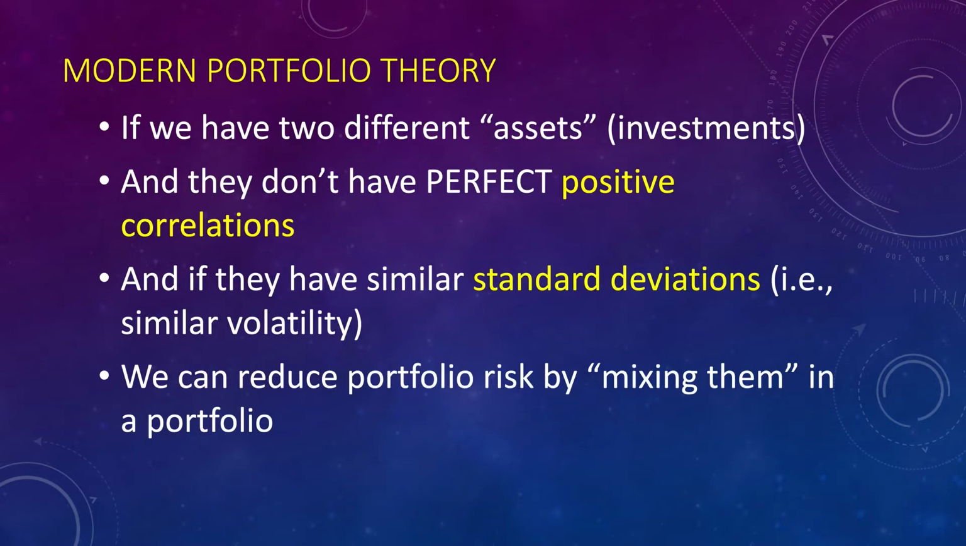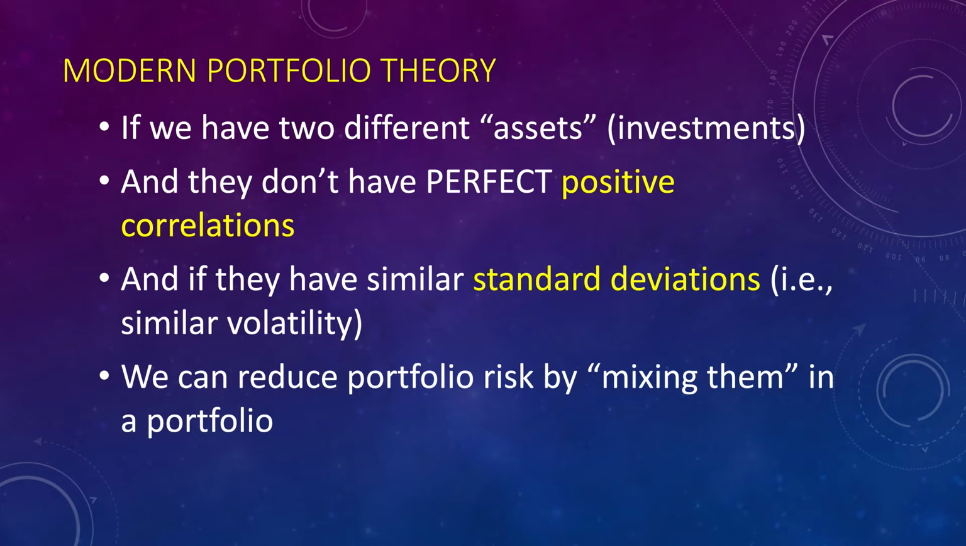Modern portfolio theory. Basically, there's a lot to it, but for purposes of this class, what we're saying is that if we have two different assets or investments, and they don't have perfect positive correlations, and pretty much no investments have perfect positive correlation to each other, and if they have similar standard deviations, in other words, similar level of volatility, then we can reduce portfolio risk by mixing them in a portfolio.